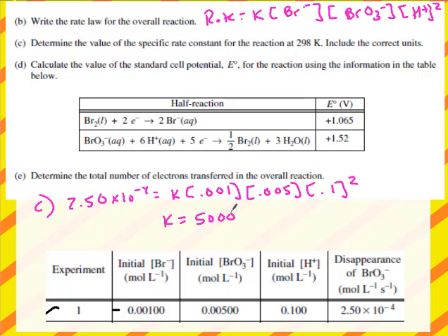So when I solved for it, I got 5,000. My overall order is 4th order, so 4 minus 1 is 3, so molarity cubed times seconds.